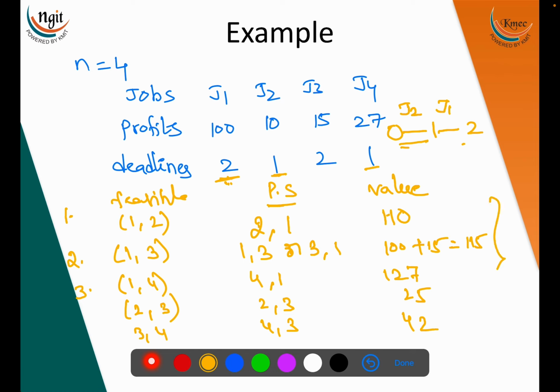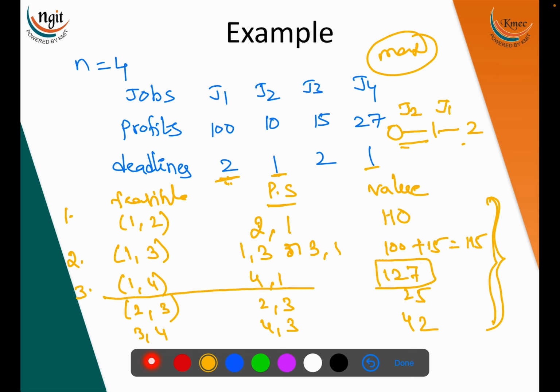Now all these are what? Feasible solutions to complete these jobs in the given deadline. But what is the optimum solution? An optimum solution should be a feasible solution which gives either maximum result or minimum result. As far as job sequencing with deadlines is concerned, it is a maximization problem. So whichever has maximum profit is considered the optimum solution. Now among all these profits, which is maximum? 127 is maximum. That means we will take this as the optimum solution for this problem.